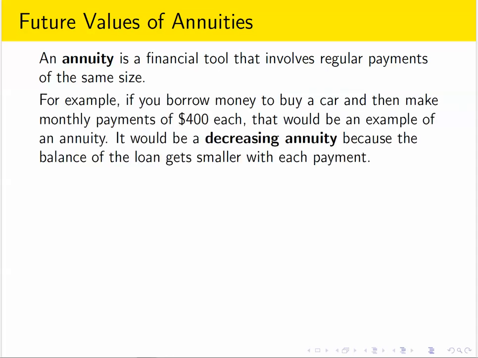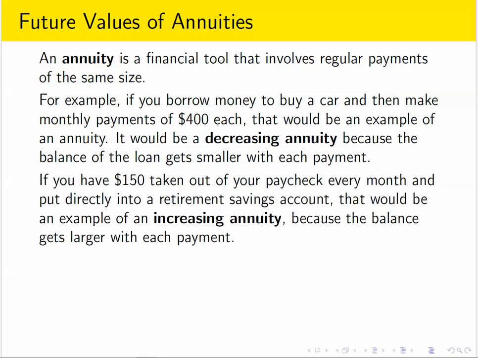For example, if you borrow money to buy a car and you make monthly payments of $400, so every month you pay the same amount, that's an annuity. And we would call that a decreasing annuity because every time you make a payment, the balance of that loan will get smaller. You'll owe less money. On the other hand, suppose that you're saving money every month. You have $150 taken out of your paycheck and put directly into a savings account. So that would be an example of an increasing annuity. The idea is every time you make a payment, the balance goes up, it increases. And that's what we're going to be focused on in this sequence of videos, increasing annuities.